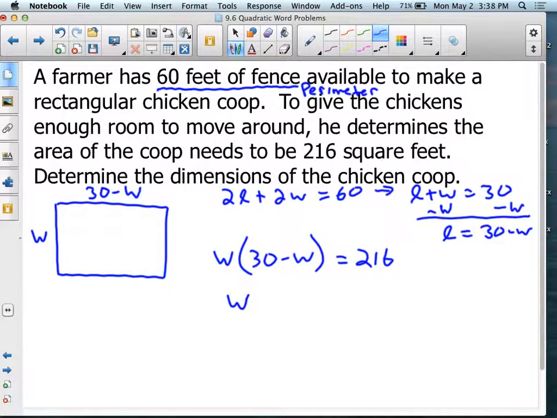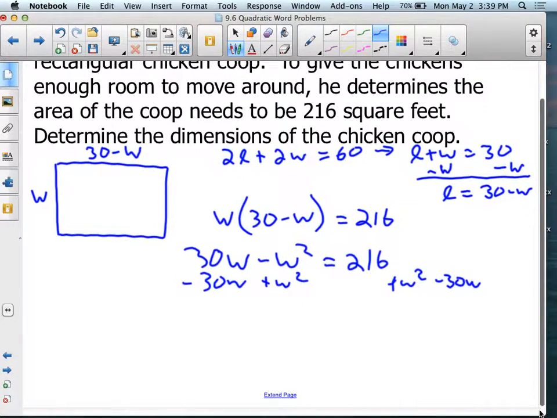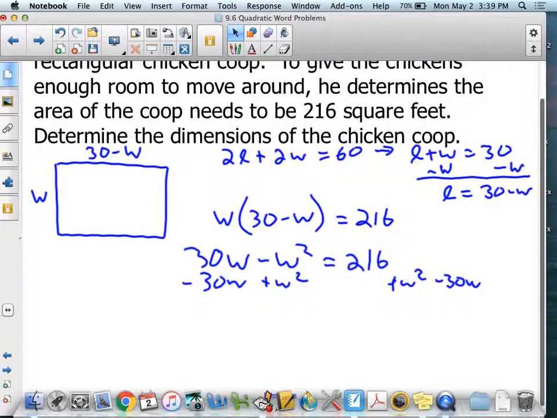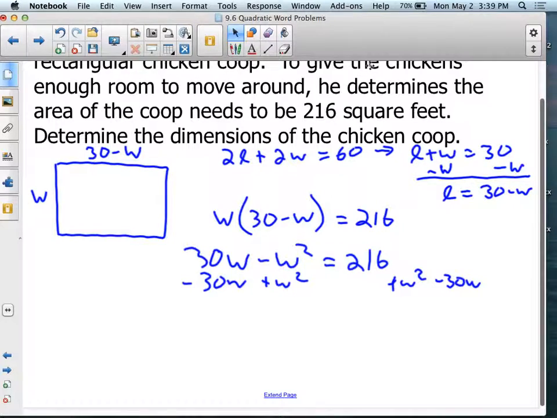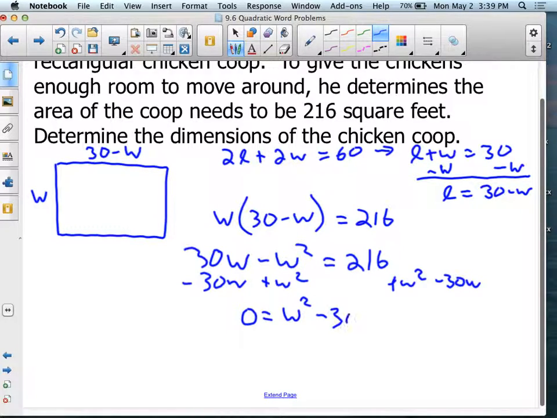If I distribute, I get 30w, subtract w squared equals 216. And one thing I like to do, I like to get my w squareds to be positive if I can. So let's see, maybe we'll move that w squared to the other side, and we'll subtract 30w. Alrighty, but I got to put that side in standard form then. So I get 0 equals, let's put my w squared first, subtract 30w, plus 216.